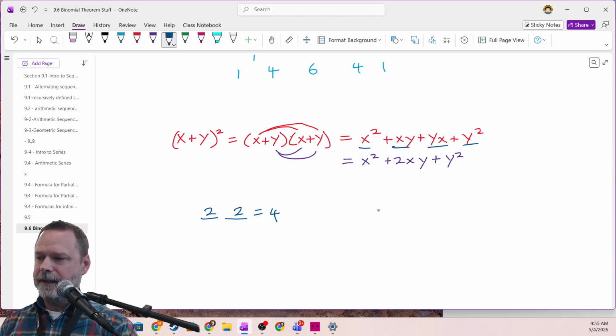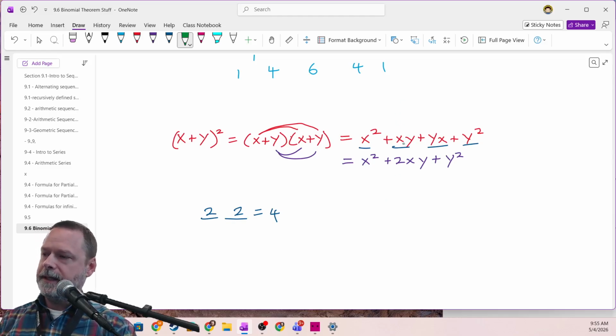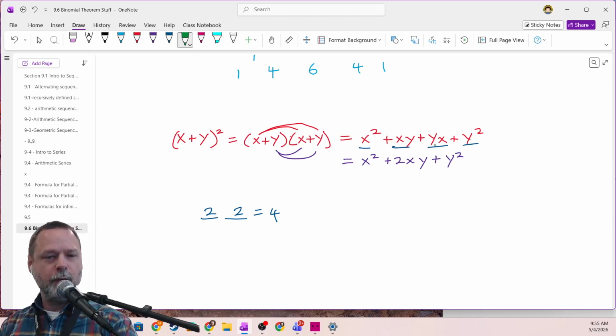And we could do this with a tree diagram. Here, because there were 2 ways to get an x and y. I could get an x from the first one, a y from the second. That's here. Or I could get a y from the first and an x from the second. That's here. So there were 2 ways to get 1 x and 1 y, right? That's interesting. And we get a 2xy there. There's only one way to get 2 x's, x times x. There's only one way to get 2 y's, y and y.